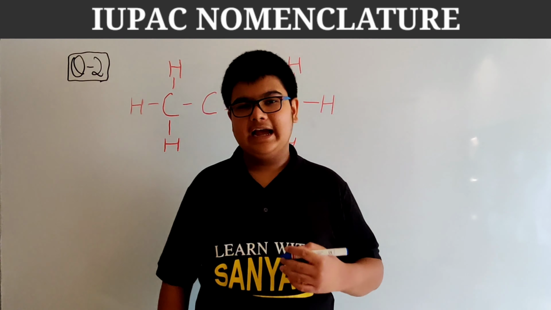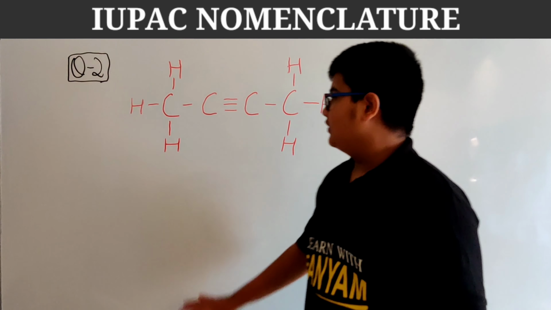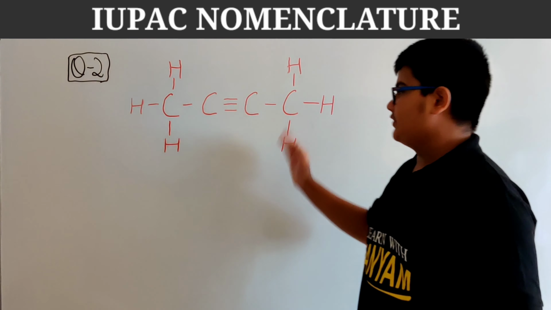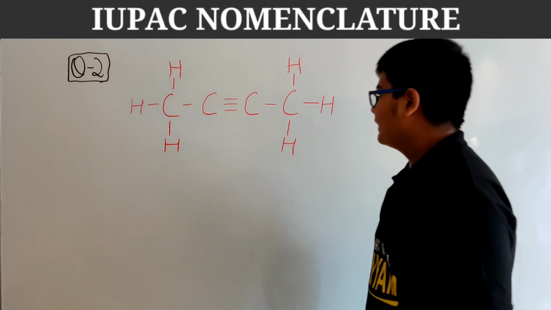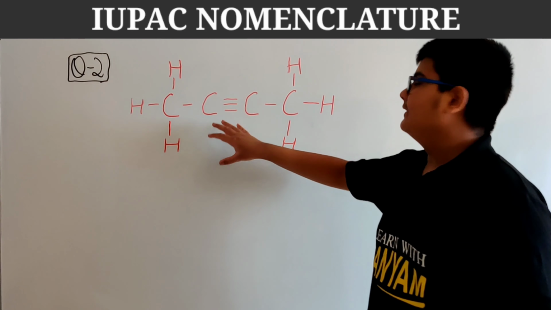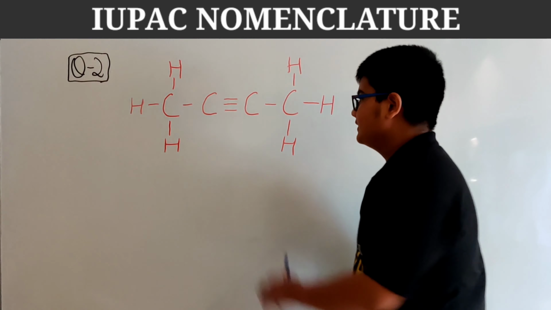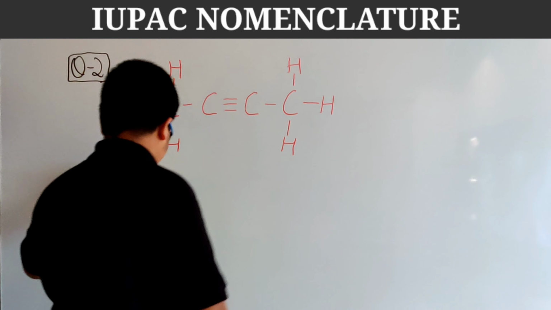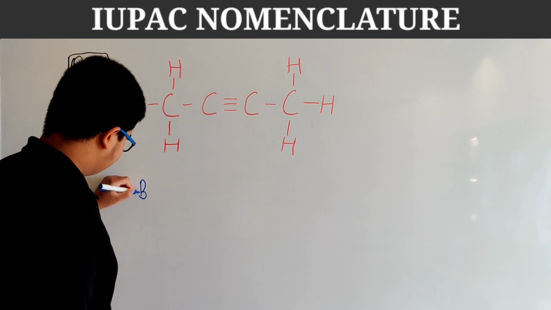Here we have the second question. In the second question we are given the structure and we have to find its name. Again we will follow the steps. Step 1, identify the number of carbon atoms. You can see that there are 4 carbon atoms. So but.